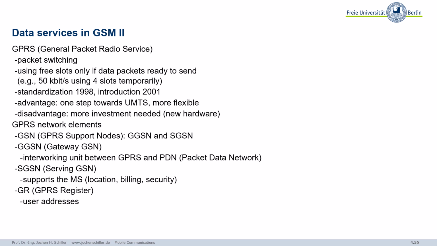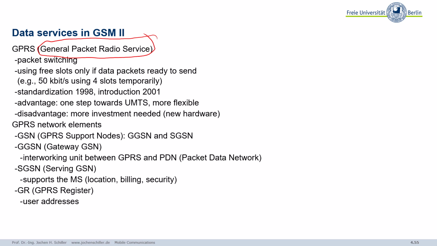So GPRS, the General Packet Radio Service, that was the new technology. So packet switching. Packet switching, well known from, for example, the internet, but not used in the classical telephone networks. So the idea there is use empty slots only if you have any data ready to send. So you can use several slots in a time frame, achieving, for example, something like 50 kilobit per second. So the introduction was in the year 2001.